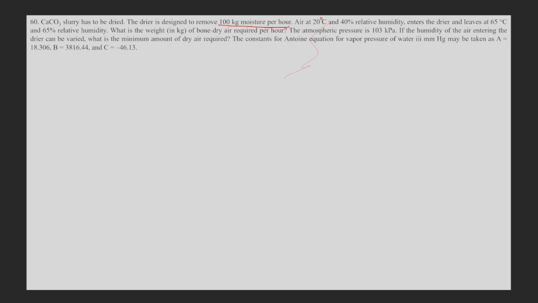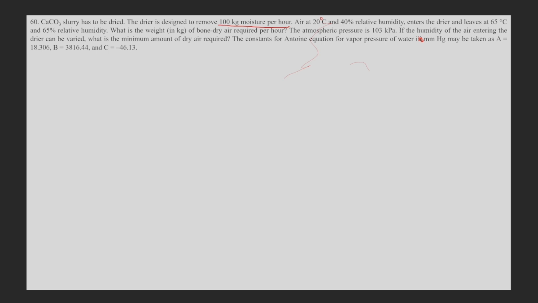What is the weight in kg of the bone dry air required per hour? Dry air, kg of dry air. Atmospheric pressure is 103 kilopascal, that is the total pressure. If the humidity of air entering the dryer can be varied, what is the minimum amount of dry air required? That is the same thing it is asking: weight of dry air. The constants of the Antoine equation for vapor pressure of water, in mmHg, may be taken as A, B and C.